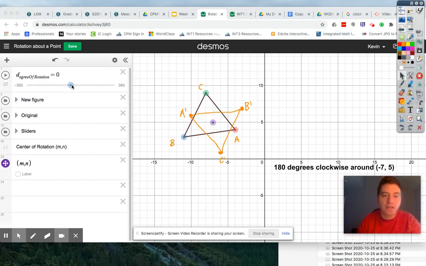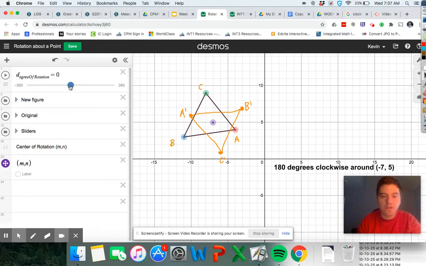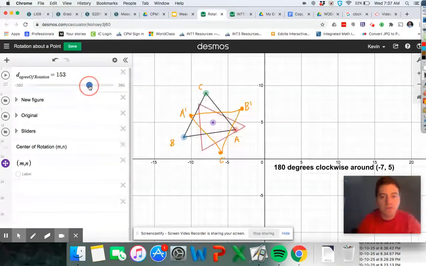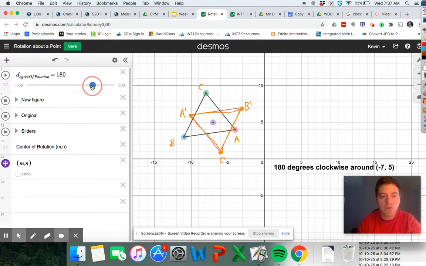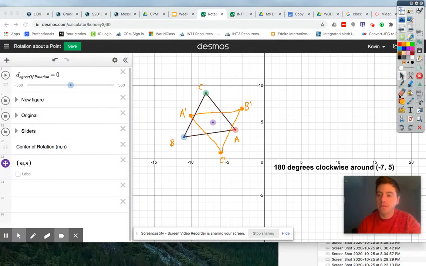Let me check that here. So what is this, 180 degree rotation? Rotate 180. This is the moment of truth. Boom. There it is. Got it. So you can see I rotated that 180 degrees all the way around that point. Let's try a different one.